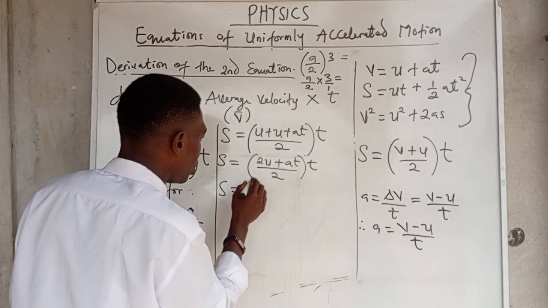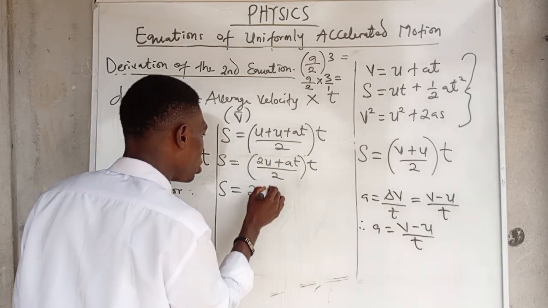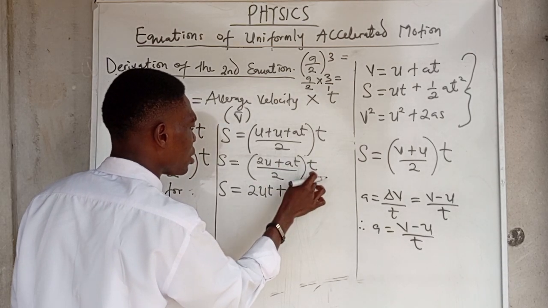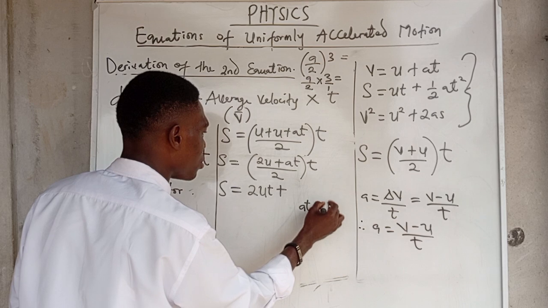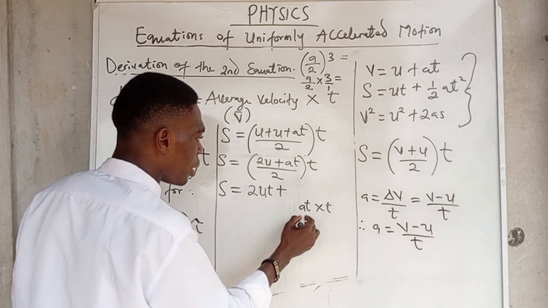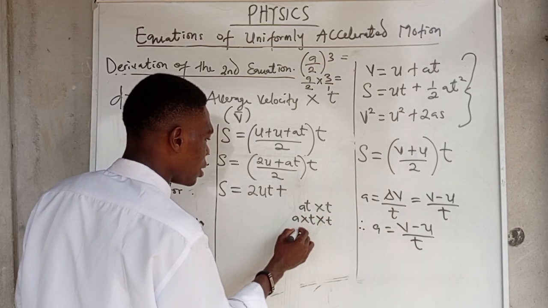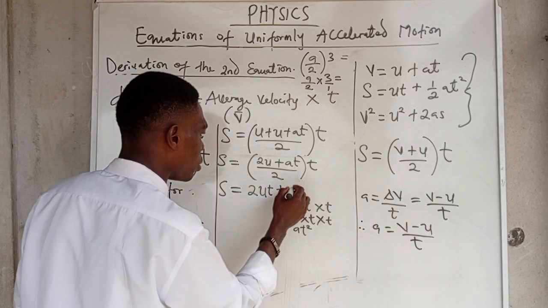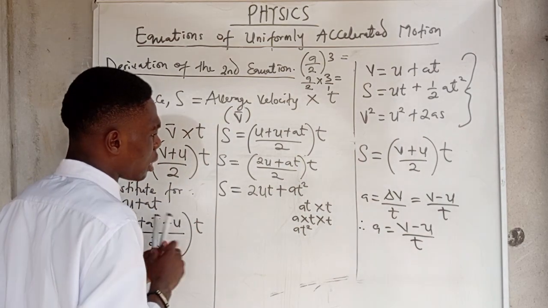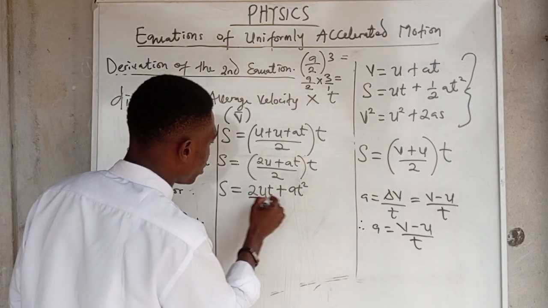So we have T times 2U, which gives 2UT, plus AT times T. Look at it: AT is already A times T, then times T. T times T is T squared, so you have it as AT squared. That is the numerator. Are we following now? If that is the case, we can now have everything over 2.